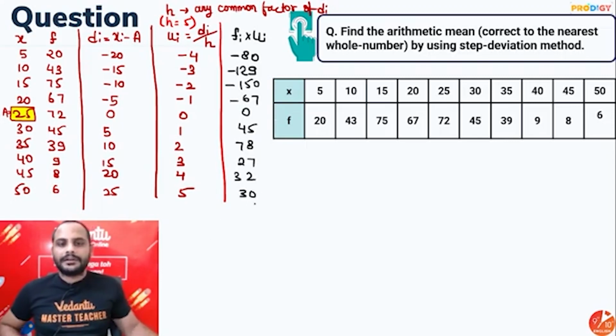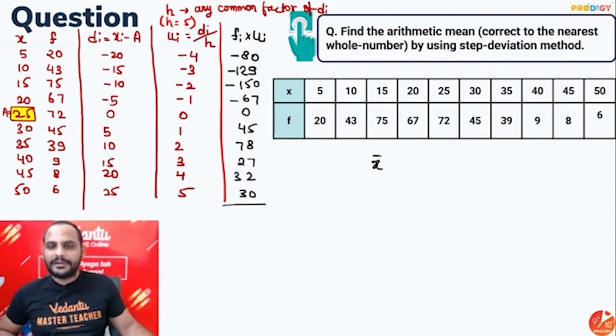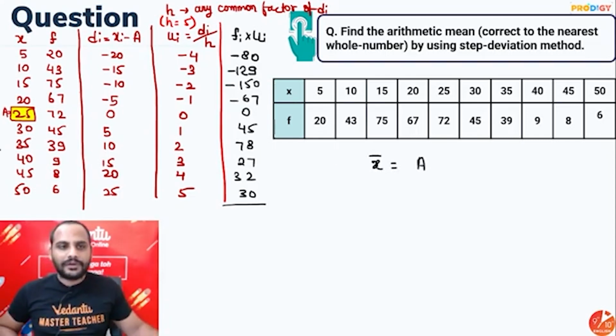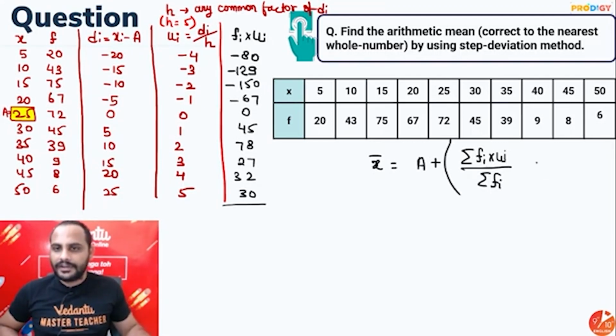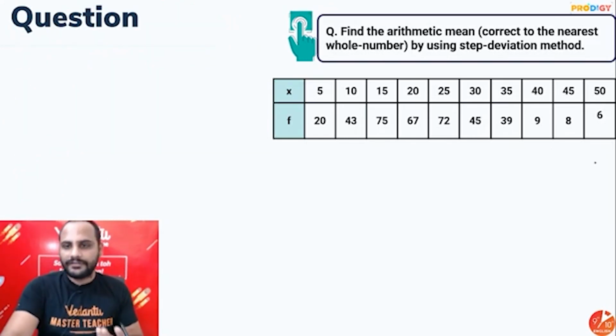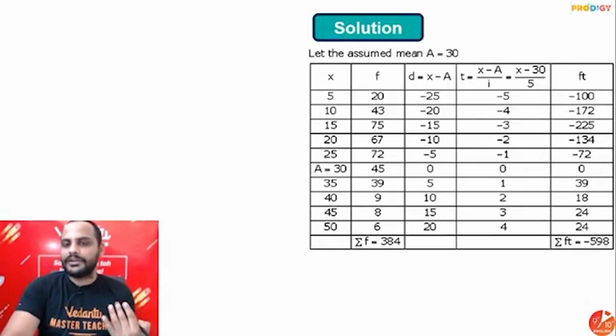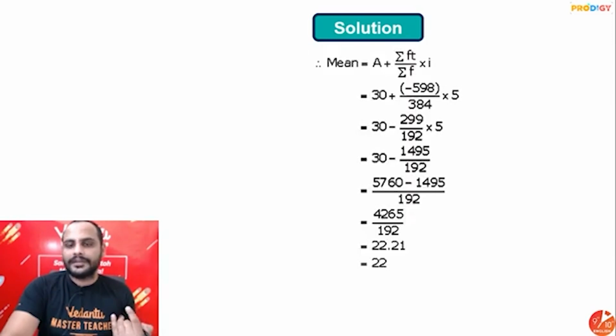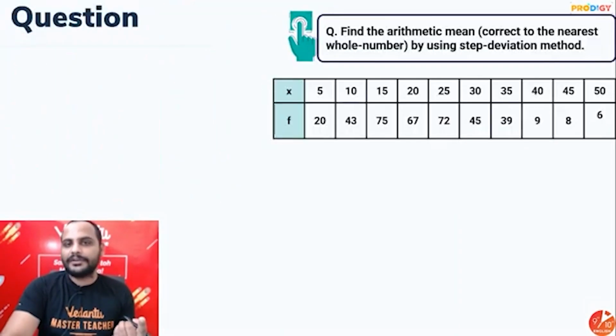Right? This time the formula for the mean will be: earlier you subtracted the assumed mean, this time you will add. Then summation of fi into ui divided by summation of fi. But in ui you divided by h, so in this case multiply it with h. We'll do the reverse of whatever we have done. So you just try this, your mean will be 22.